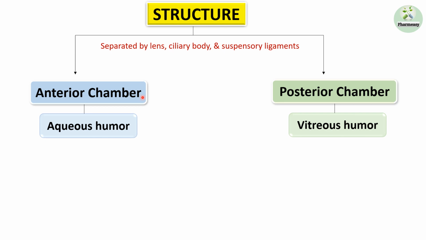Human eye is divided into two different chambers, that is anterior chamber and posterior chamber. These chambers are separated by lens, ciliary body, and suspensory ligaments. Anterior chamber contains a fluid called aqueous humor, and posterior chamber contains vitreous humor.